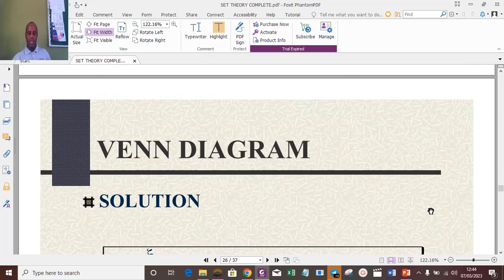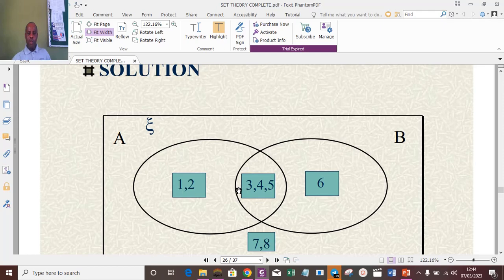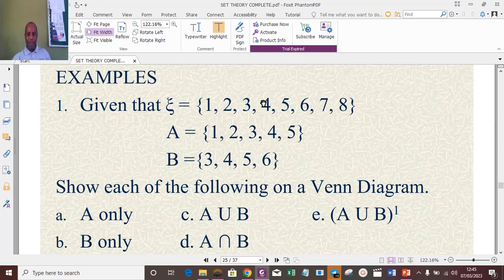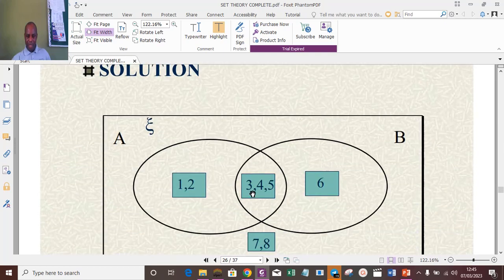Now let's take it one after the other. See, this is A only. Now our A is 1 2 3 4 5. You start with what is common to A and B. You start with the inner circle. What do you think is common to A and B here? Look at it very well. 3 is here, 4 is also here, 5 is here. So 3 4 5 are common to A and B, so you write them in the inner circle here, 3 4 5.